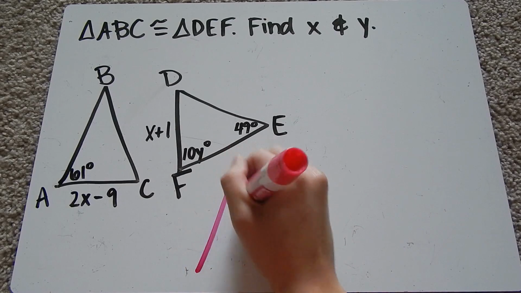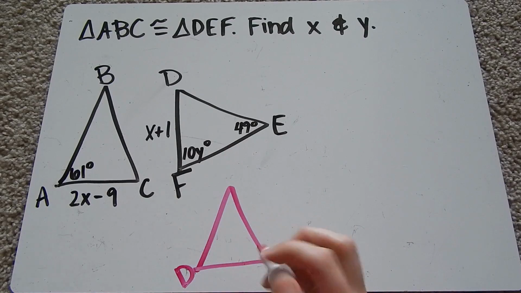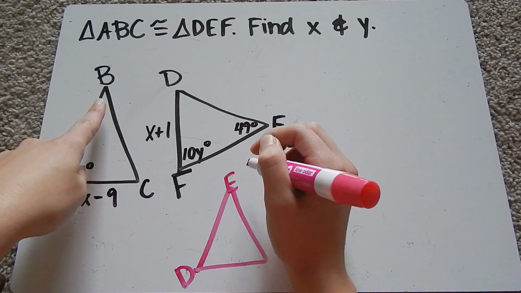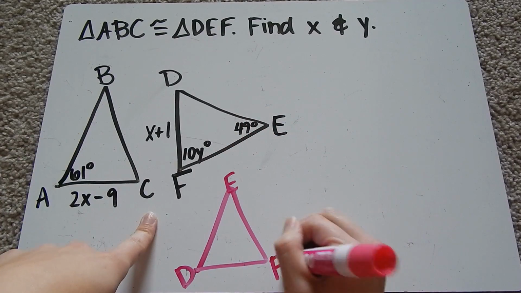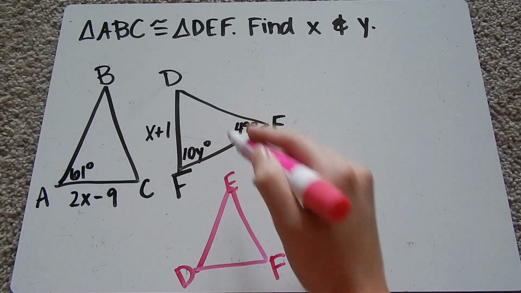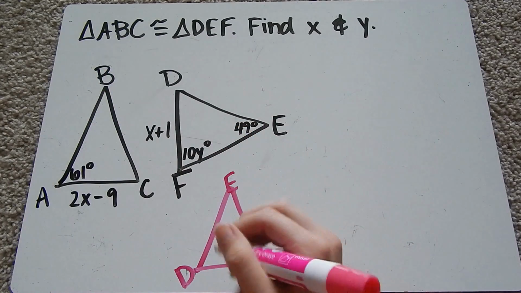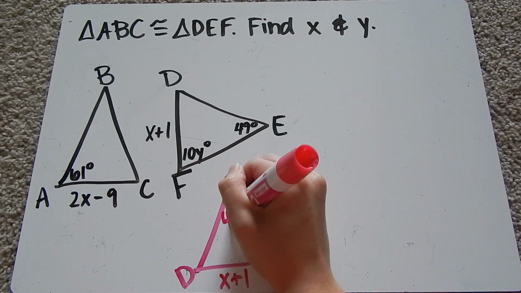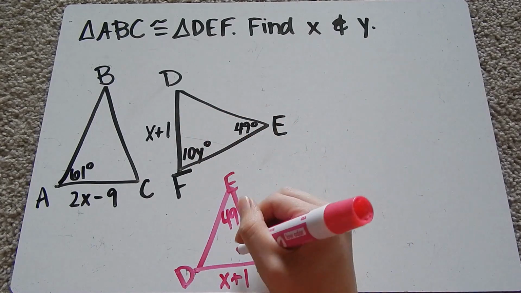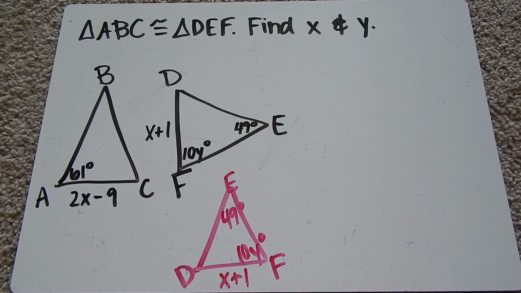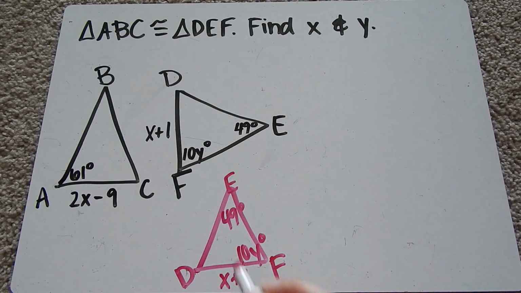So I want D in the same position as A, E in the same position as B, and F in the same position as C, just using the lettering up here. Then I can go ahead and label. So DF is X plus 1, that's down here. E is 49, and F is 10Y. Now I can kind of ignore this picture up here and just look between these two.